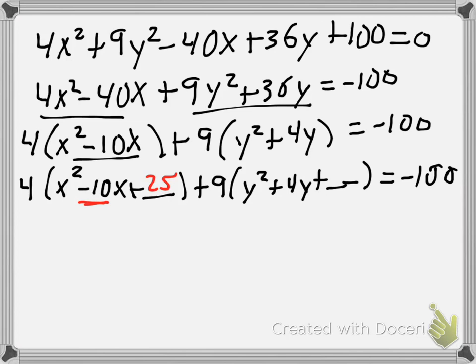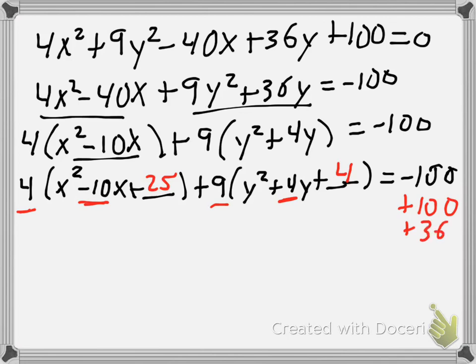Okay? Now, here's the thing. Back in Math 3, if you added the 25 on the left, you had to add 25 on the right, but you have this 4 on the outside. So basically, on the other side of the equals, you have to do 4 times 25, which is 100, and add that to the other side. We're going to do the same thing with our y's. We're going to take this number, divide it by 2, and square it, and put that in the space. So 4 divided by 2 is 2. 2 squared is 4. Now, for the other side, we have to do 9 times that. So 9 times 4 is adding 36 onto this side.